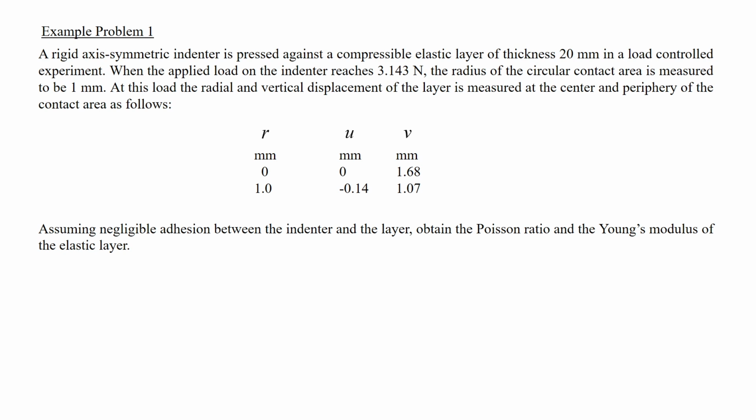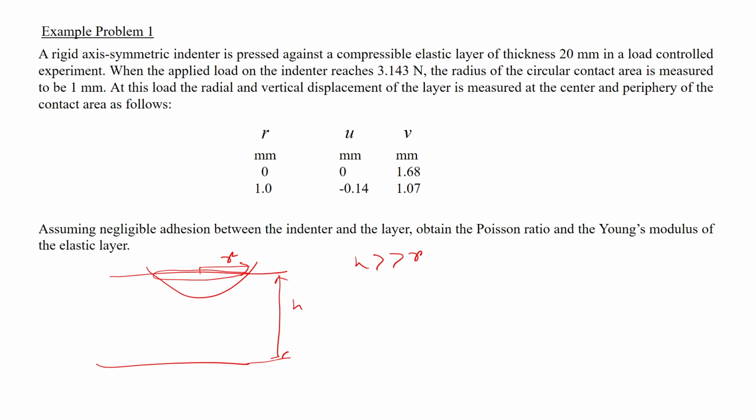Let us say a rigid axisymmetric indenter is pressed against a compressible elastic layer of thickness 20 millimeter. So, this is a 20 millimeter thick layer, and in a load controlled experiment, when the applied load on the indenter reaches 3.143 Newton, the radius of the circular contact area is measured to be 1 millimeter. This is the thickness h. As you can see, h is much larger than r, so we can say that this is indeed an elastic half space, and you can use the results that we have so far derived.